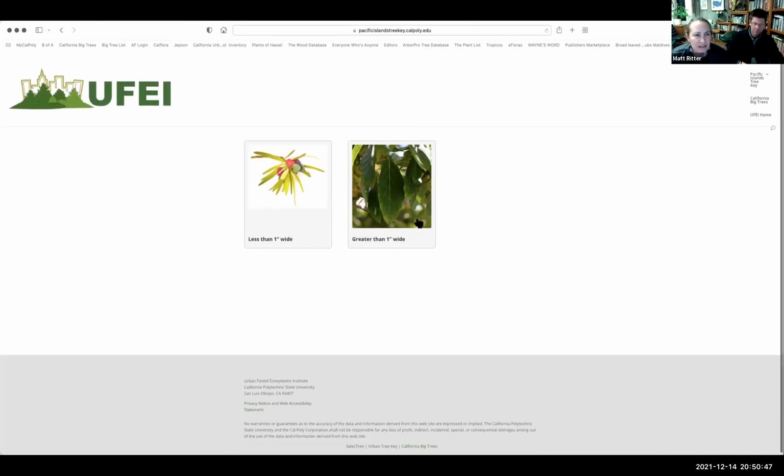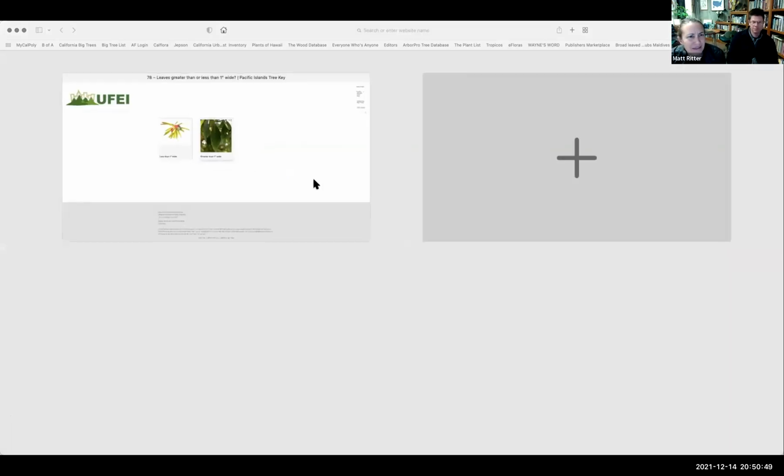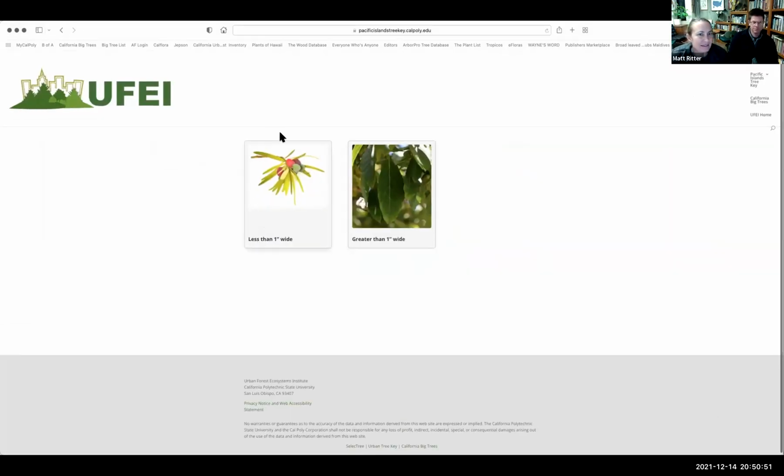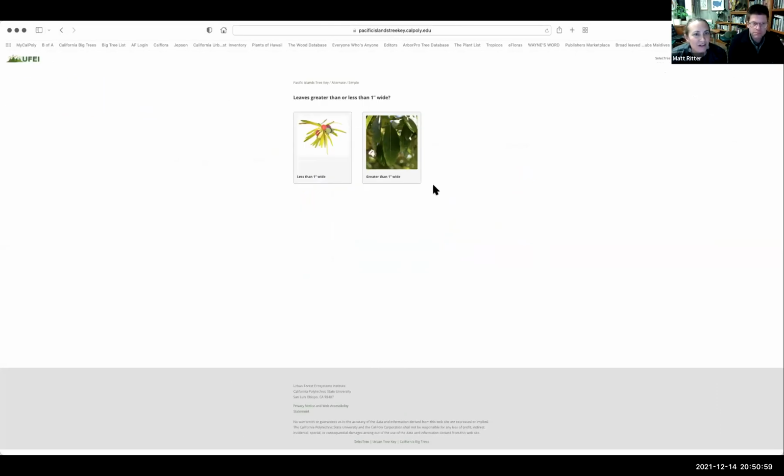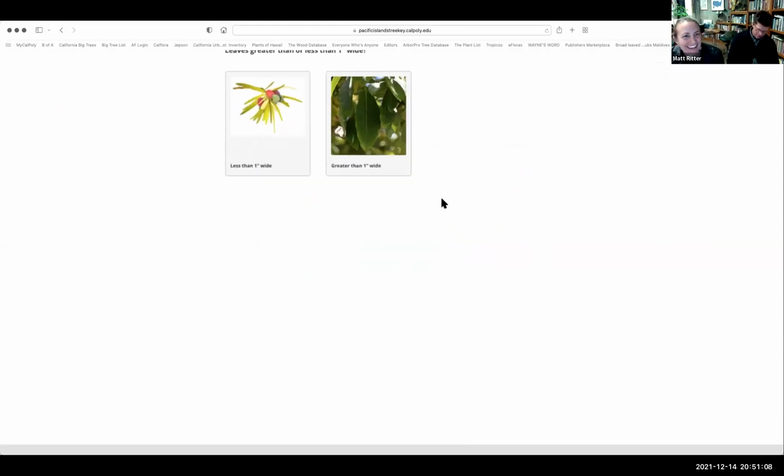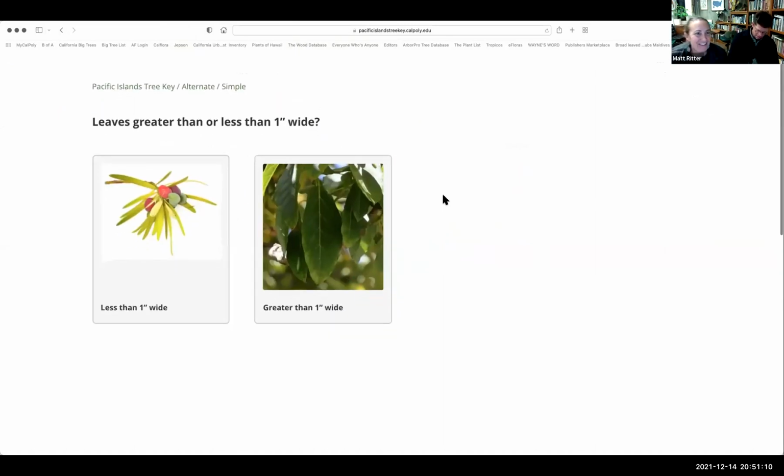The question here is, where does it keep going? It's a weird thing with the share. The question is, are the leaves greater than or less than 1 inch wide? But look how small it is. Yeah, that's strange. Zoom is not working well with this.